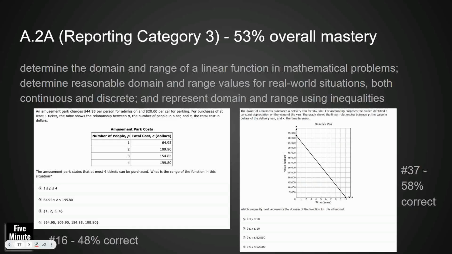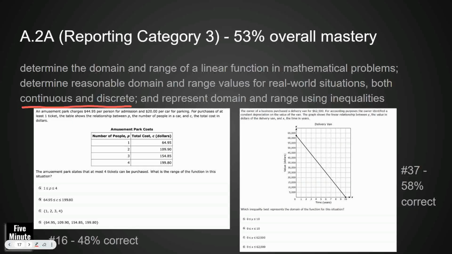We had 53% overall mastery, domain and range, but this time of linear functions. So domain and range still tends to be a challenge for quadratics, for linear functions. And so we see that the one we struggled with a little bit more was 48, and it's because, look, it says right here, in the standard, continuous and discrete.